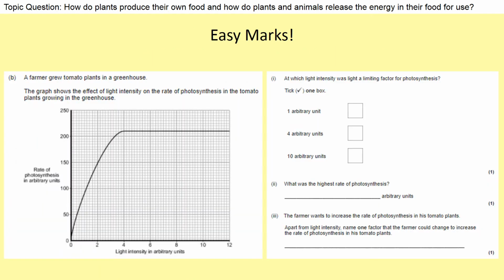Let's have a look at some questions about this then. So you have got a graph to look at. It's about a farmer who's growing tomato plants in a greenhouse, and they've looked at the rate of photosynthesis at different light intensities. So 3 questions to have a look at. Give you a couple of minutes to have a look at those. Jot your answers down on your bit of paper, and I will go through those answers with you in a second.